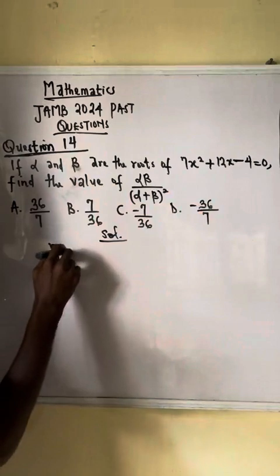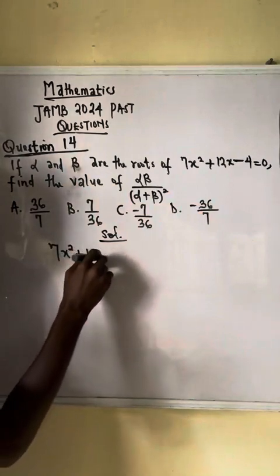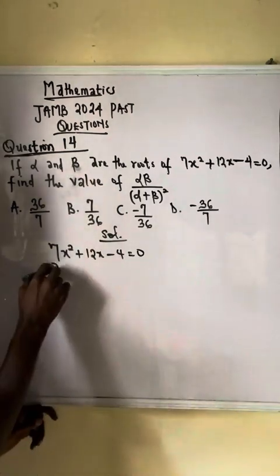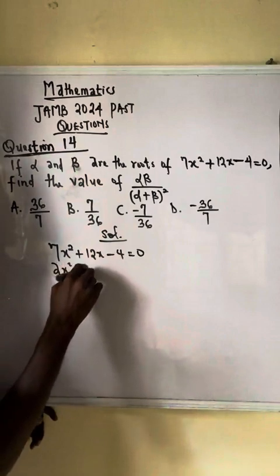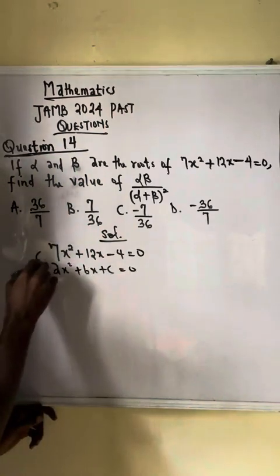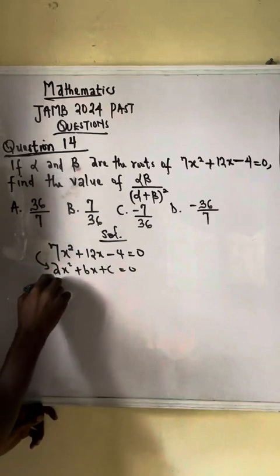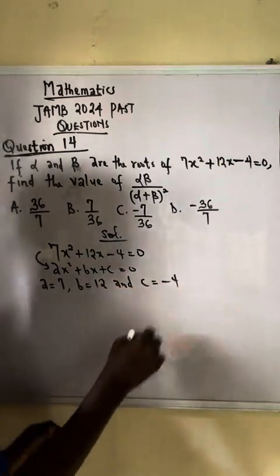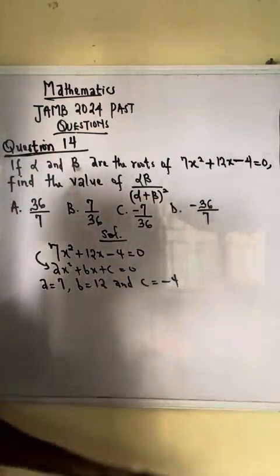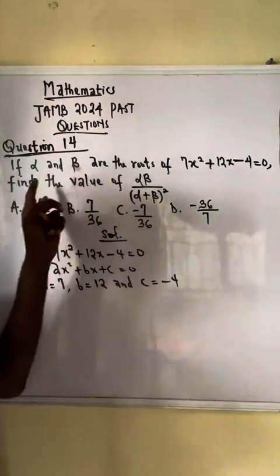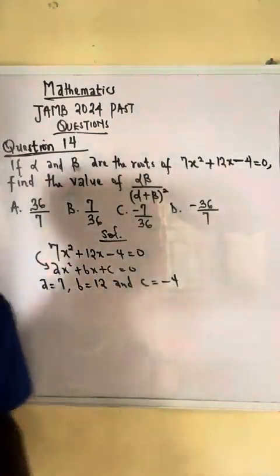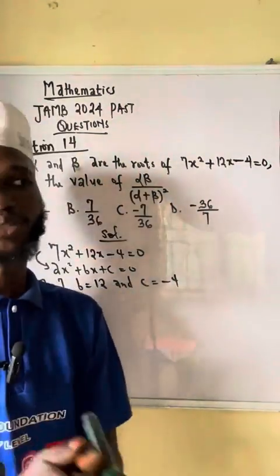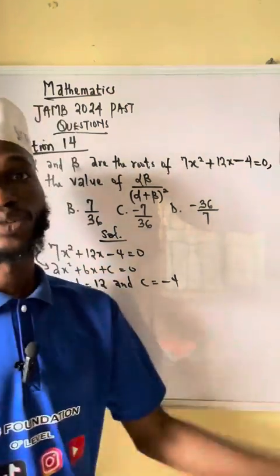That is 7x squared plus 12x minus 4 equals 0. Now, if you compare this with the general quadratic equation, ax squared plus bx plus c equals 0, you will see that a is equal to 7, b is equal to 12, and c will be equal to -4. Now, we are not done. The next thing is to consider, since they said alpha and beta are the roots of the equation, that means if you solve this equation, the two answers you will get. They have asked you to take the first one as alpha, and the second one as beta.